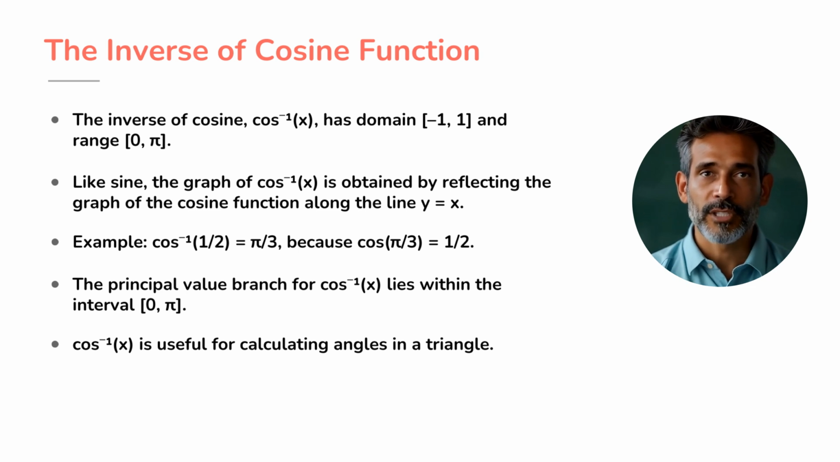Why? Because when the cosine function is restricted to this interval, each value of x gives a unique angle between 0 and pi. For instance, if cosine to the power of -1 of 1 over 2 equals y, then cosine of y equals 1 over 2. And we know that cosine of pi over 3 equals 1 over 2, so y equals pi over 3. The graph of cosine of x is a smooth curve, and the graph of cosine to the power of -1 of x is again a reflection over the line y equals x. By the way, we use cosine to the power of -1 of x often in geometry and physics to find angles when we know the cosine ratio.